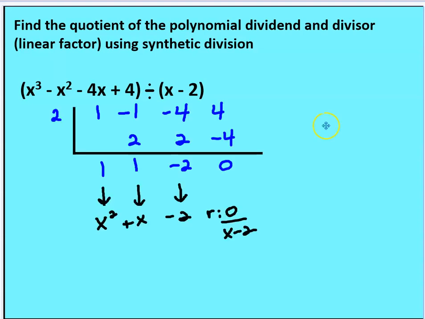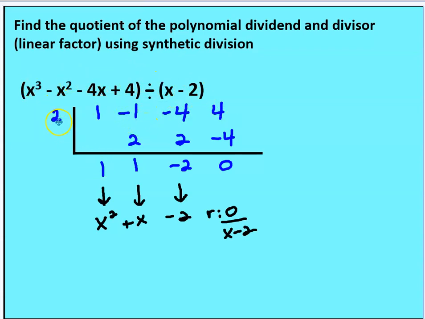All right, so we see that for the linear divisor in synthetic division, it's 2. The value of x that makes this linear factor equal to 0 is 2. This is the value 2 I'm going to put here. Coefficient 1, coefficient negative 1, coefficient negative 4, and then 4 is my constant. I have no missing terms, 3, 2, 1, 0.